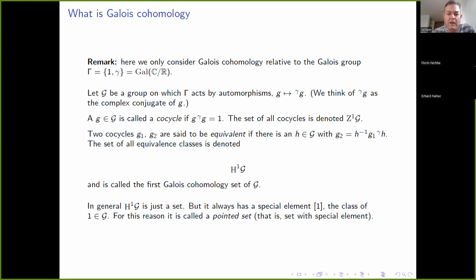But it always has a special element, which is the class of 1, right? Because 1 is a cocycle, therefore it has an equivalence class, and that's the special element of the H1 of G. And for this reason, it's sometimes called a pointed set, which means a set with a special element.